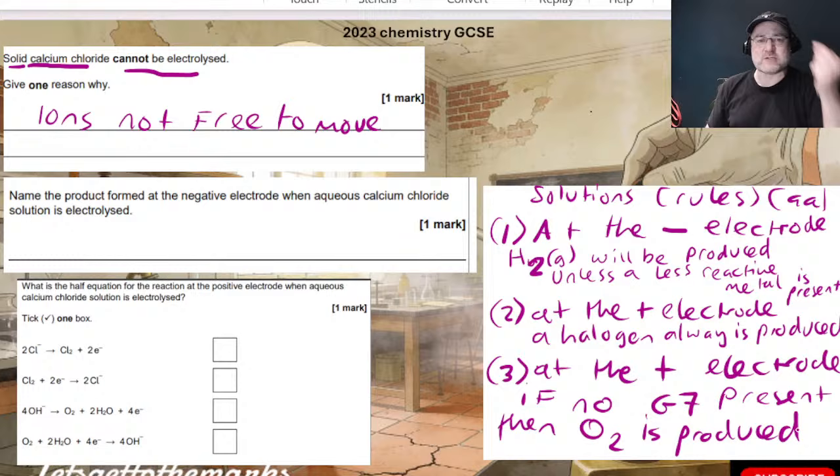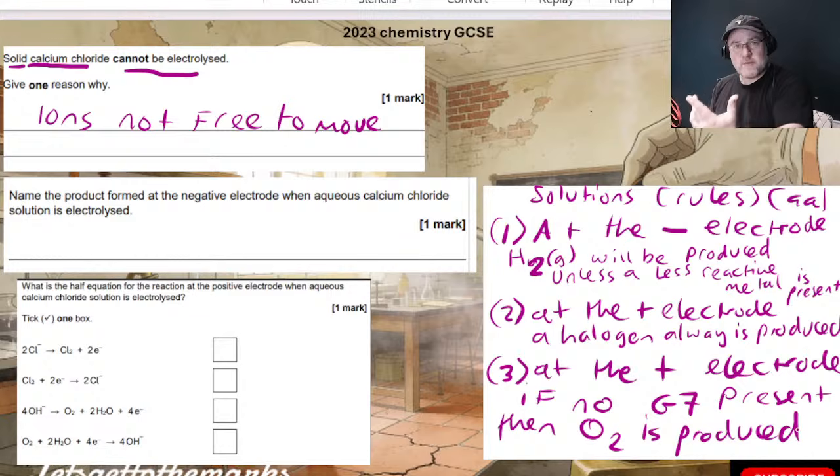Okay, so those are your rules of solutions. When they use the word solution, those are your rules. Hydrogen always comes off at the negative electrode because that's where the metals normally come off. The positive metals normally go there, but hydrogen goes there instead. You get bubbles of hydrogen gas, unless copper's around, then it's copper and hydrogen stays in the solution.